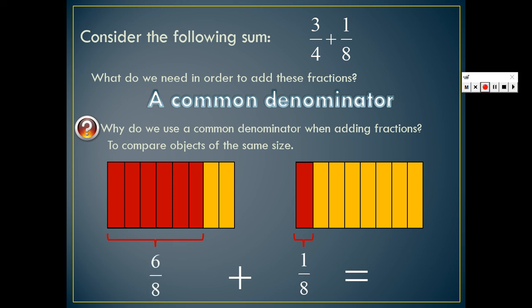Well, now adding the garlic pieces is easy. On the left-hand side, it's 6 out of 8 garlic pieces. On the right-hand side, it's 1 out of 8 garlic pieces, and we can put those together and get 7 out of 8 garlic pieces.